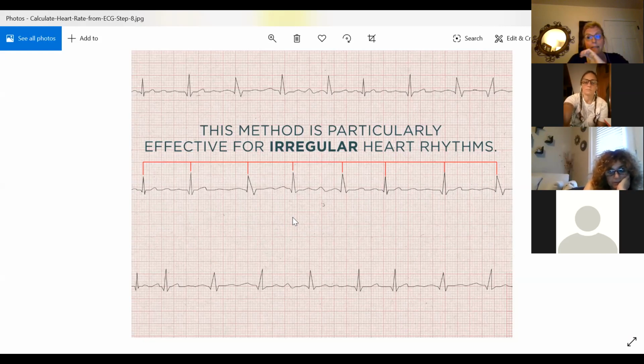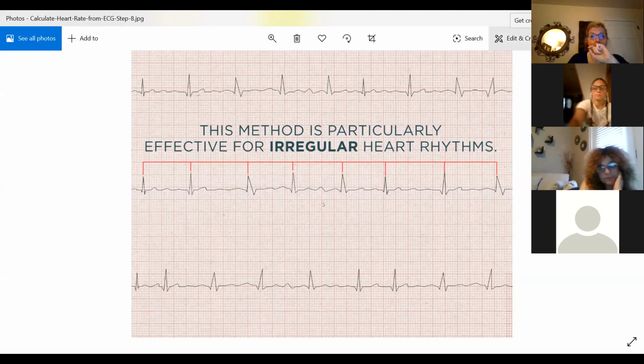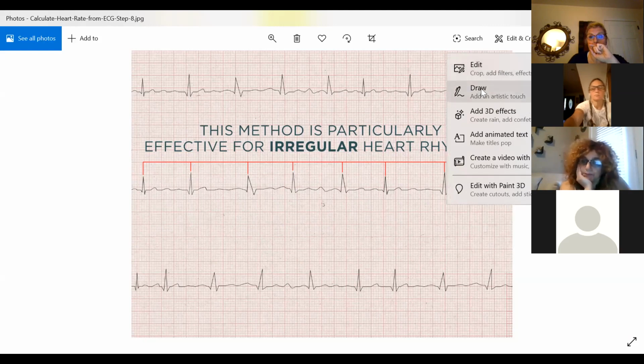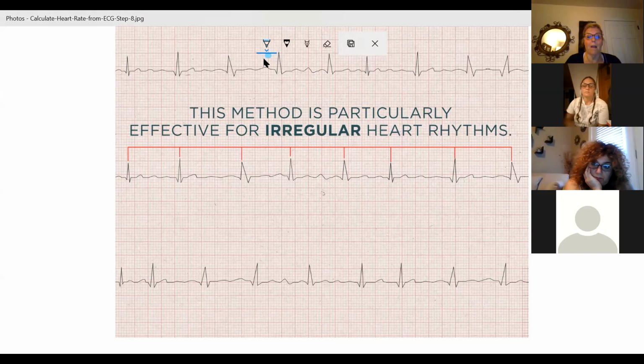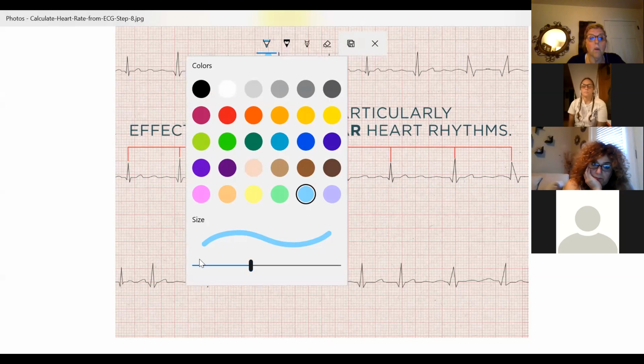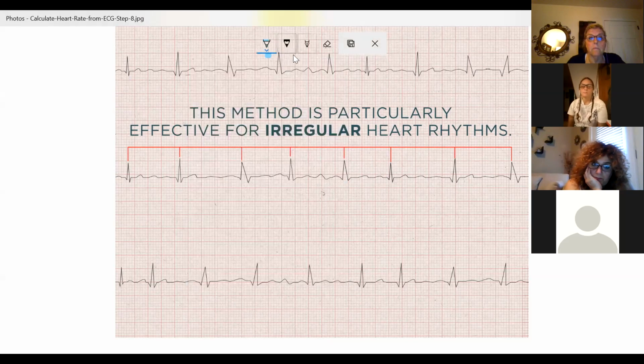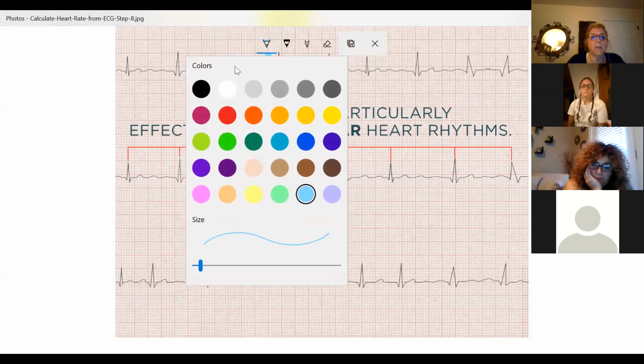But again, let's decide how we know that it's irregular. Let me just try this again. I'm trying to move this thing. Hold on. Why won't this move? Will move. Yay. Okay. Let's go way down here. So, let's pick a different color.